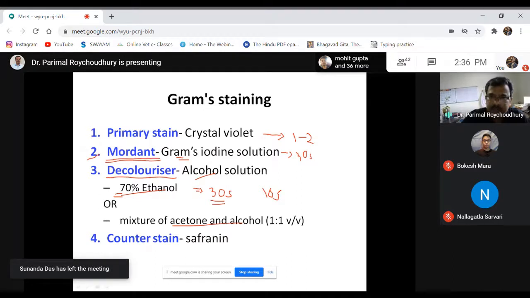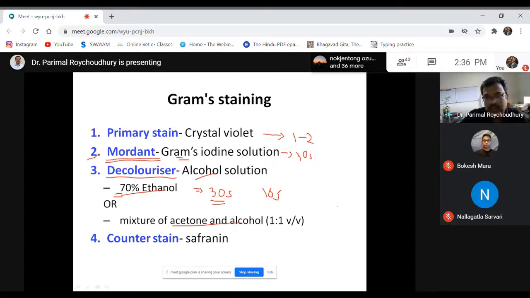So what I mean is that the concentration of alcohol depends on how long you are going for decolorization of the slides. If you prolong the decolorization with 95% ethanol more than 10 seconds, then what will happen? Even the gram-positive organisms also start losing the color. So this is a very crucial stage in Gram staining, the decolorization stage. Even if you use acetone alcohol mixture 1:1, we shouldn't go more than 10 seconds for decolorization.